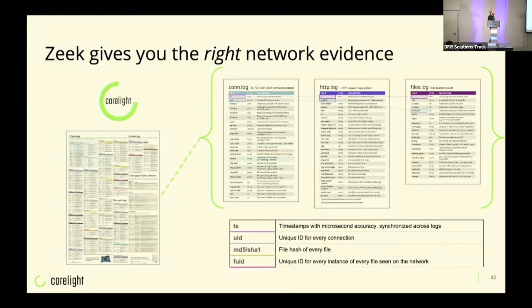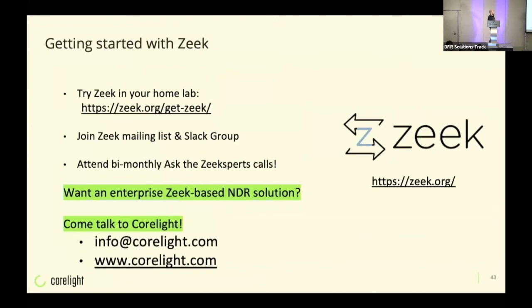You can go to zeek.org. It's up on GitHub. I'd encourage you to join the Slack group. It's great. A lot of activity there. There's a mailing list as well. There's monthly calls with the community. And if you're interested in an enterprise version of this, you can come talk to us. It's among many things we offer in our platform.